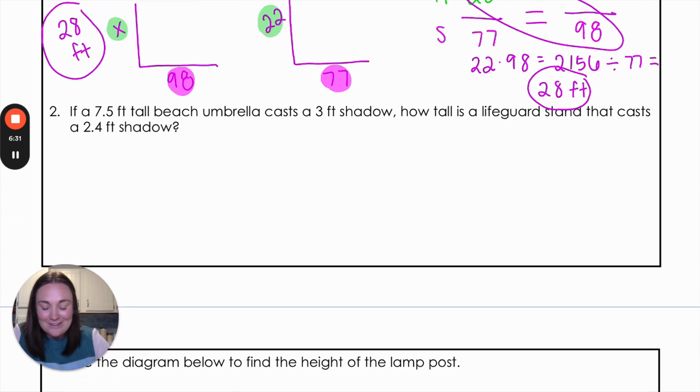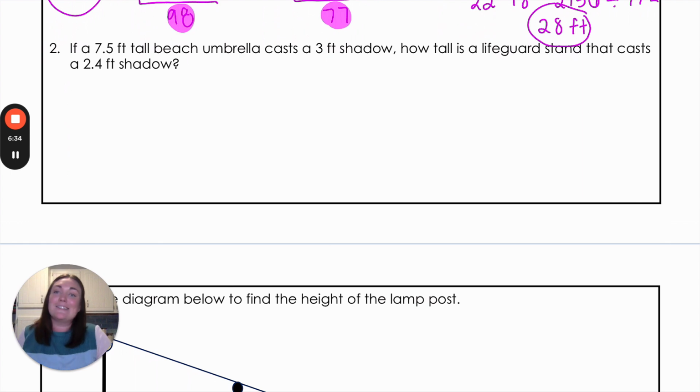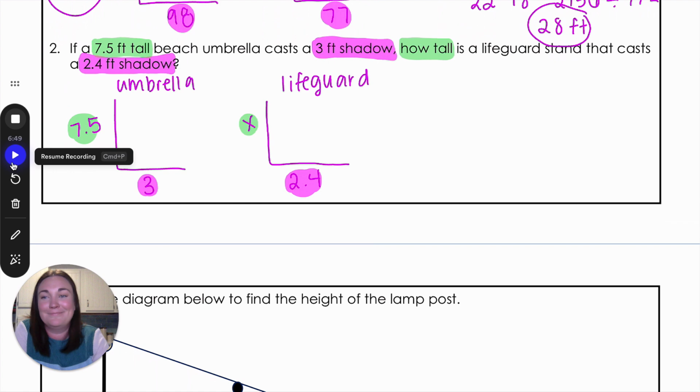All right, we've got another shadow problem, so let's take a look. A 7.5-foot tall beach umbrella casts a 3-foot shadow. How tall is the lifeguard stand that casts a 2.4-foot shadow? Go ahead, pause, highlight, and draw your picture and see if you can get your problem set up.